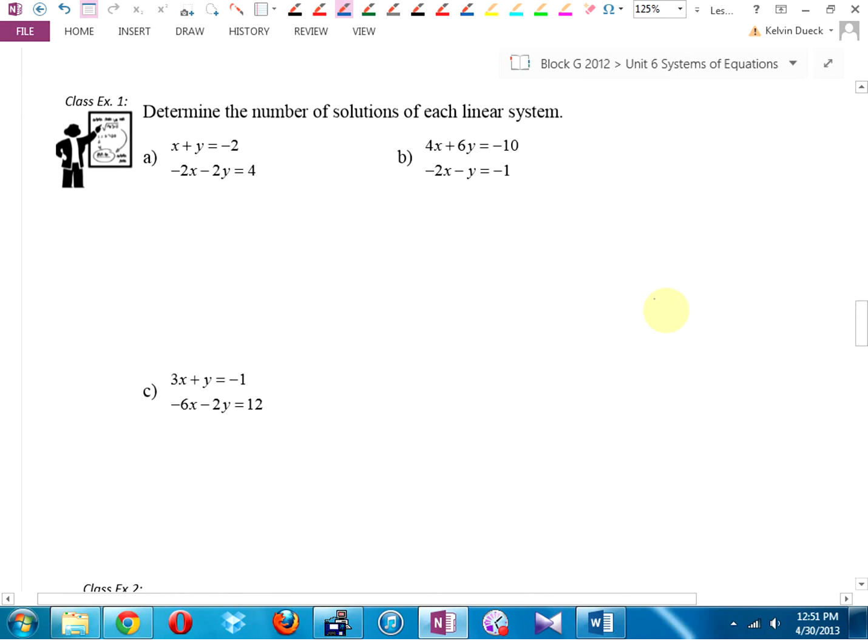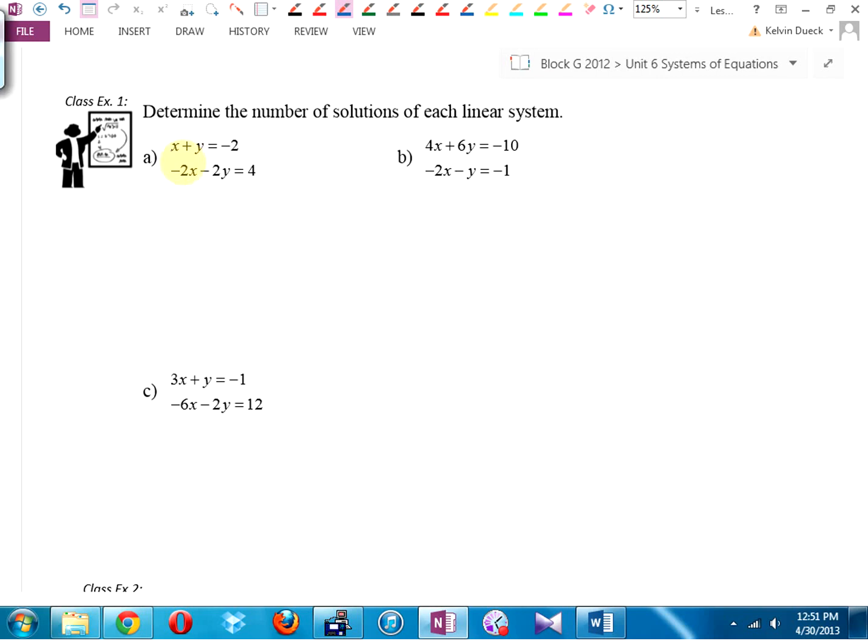Example 1 says, determine the number of solutions of each linear system. Okay. Notice it's not saying solve. You could, but it's saying don't bother solving. Just tell me how many answers there are. In A? Infinite? How do you know?